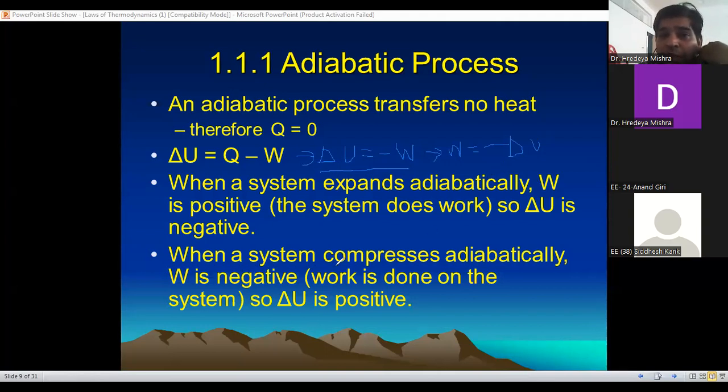When a process is compressed adiabatically, W is negative. Okay, so when it expands, the work done is positive, and when it is compressed, it has the negative sign. Work done is negative.